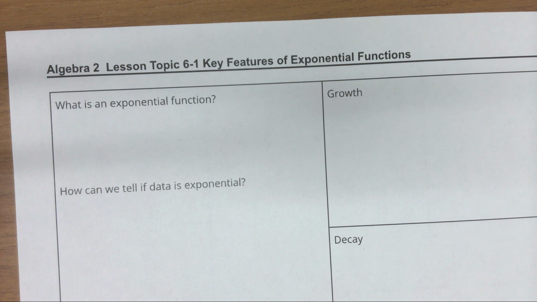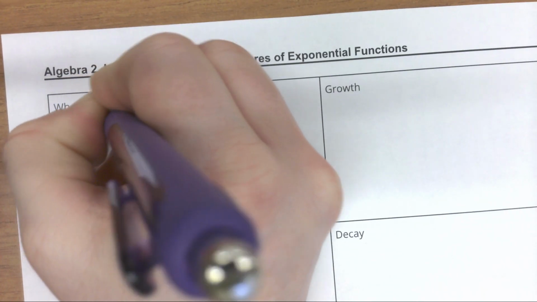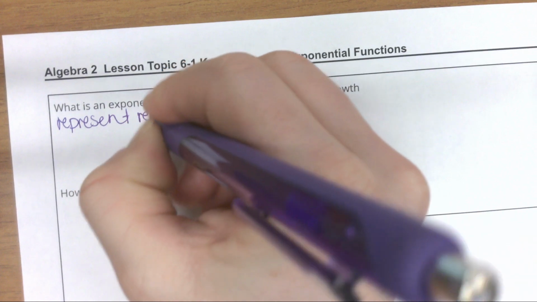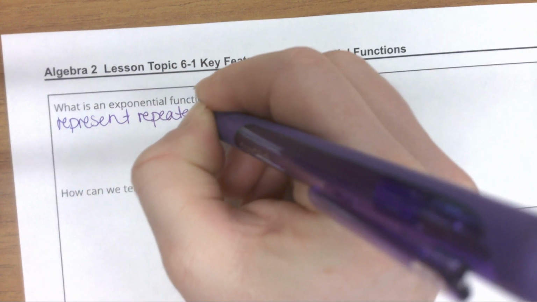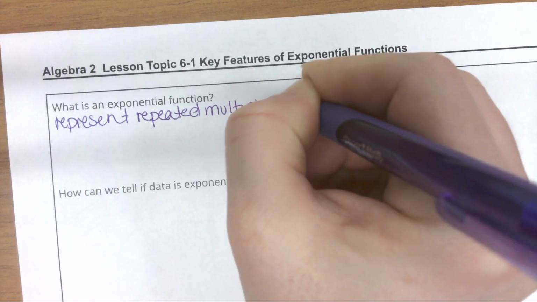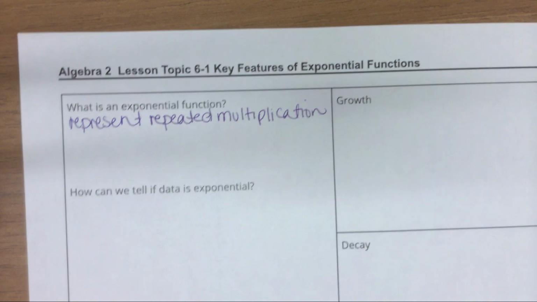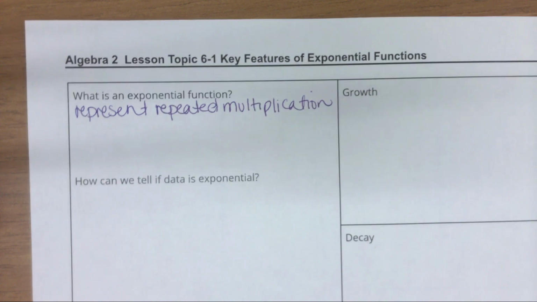So the big thing to remember about exponential functions is they represent repeated multiplication. And we happened to do some things with some fraction exponents last unit, so that kind of helped us, but that exponent just means you're repeating by that base over and over and over again.